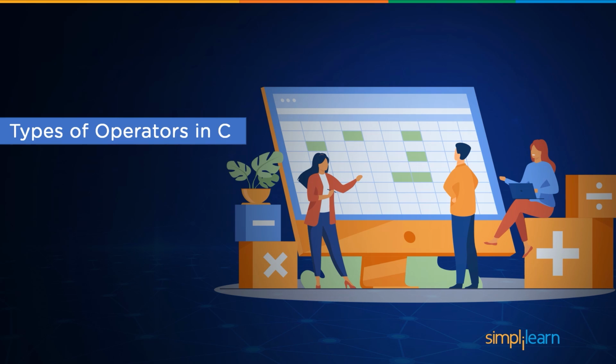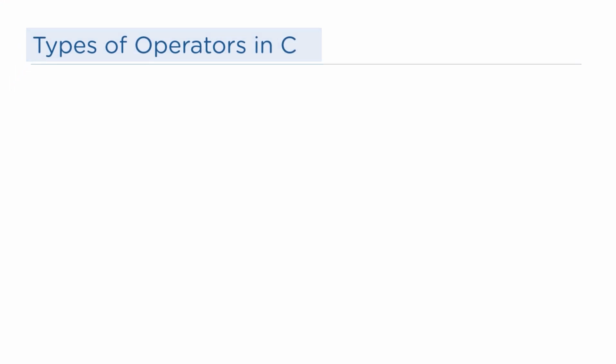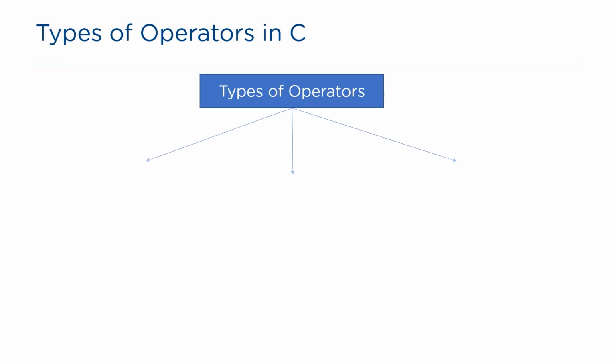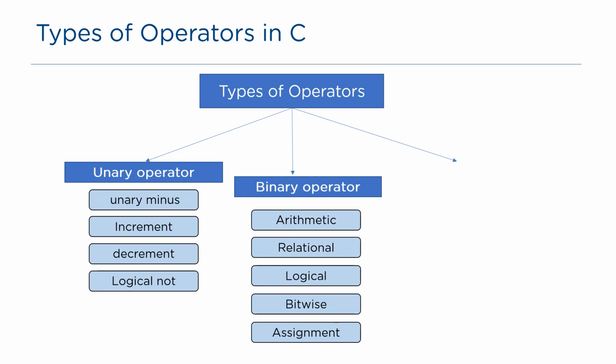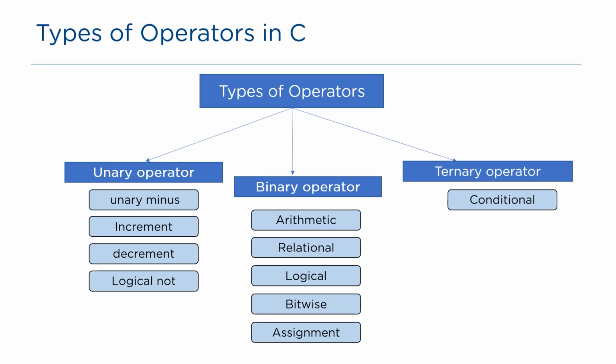Now let's have a look at the types of operators in C. Based on the operands, the operators are classified into three types. First up, we have unary operators that are used to perform operation on a single operand. And the operators are unary minus, increment, decrement, and logical not. Next is binary operators that operate on two operands: arithmetic operator, relational operator, logical, bitwise, and assignment operator. And then the ternary operator, which is also known as the conditional operator. Great! Now that we know the types of operators in C.